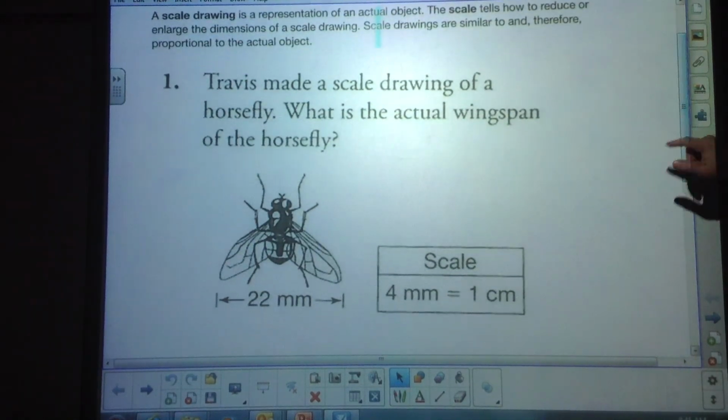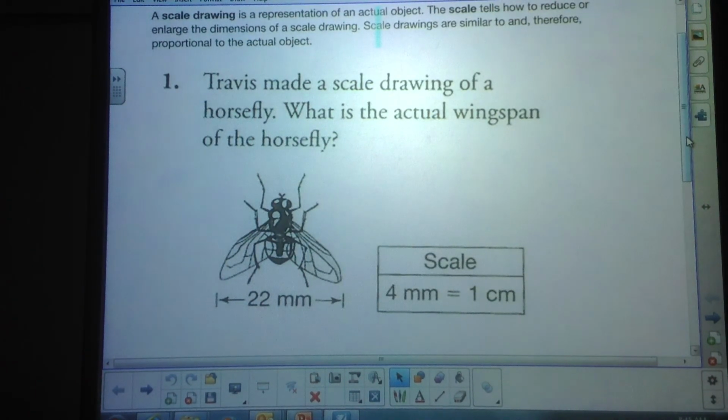So we also have scale drawings for things like insects and all kinds of things. We have scales for model cars. I know a lot of people don't put those together anymore like they did when I was little. But here we have a scale of 4 millimeters equals 1 centimeter.